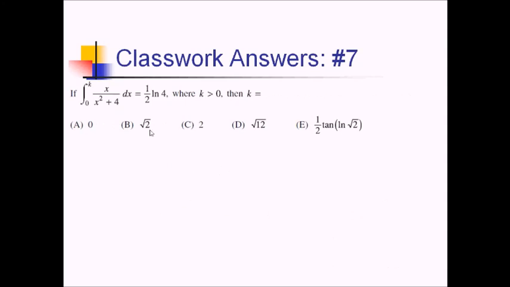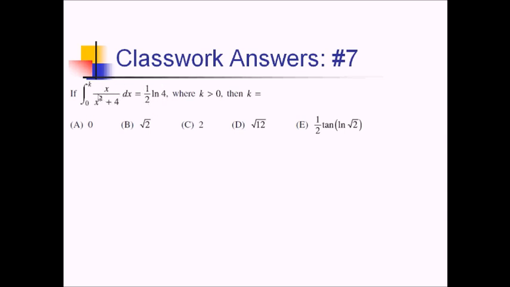For this problem, we're given an integral from 0 to k of this function, and we're told it equals 1/2 ln of 4. So we want to figure out the value of k that makes this happen. I'm not going to worry about this 1/2 ln of 4 just yet. I'm just going to take this definite integral over here, get something with a k in it, and then set it equal to this and solve.